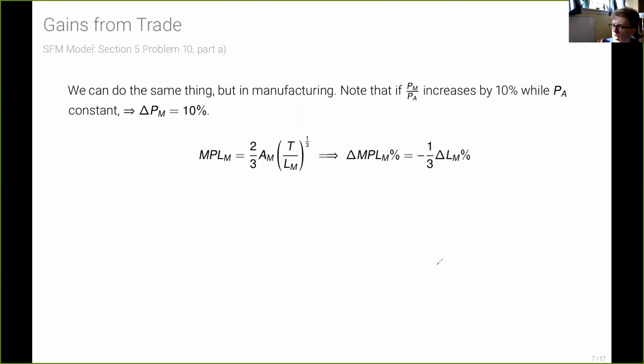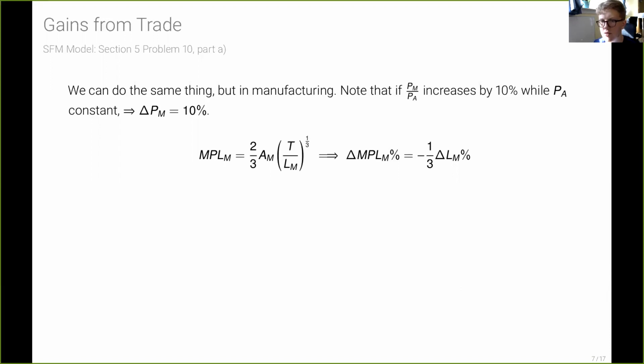Okay, and so recalling what I did in problem 9, you can recall that LM is going to increase by 15%. And so what does that give me? That gives me 10% plus 1/3 times negative 1/3 times 15%, or 10% minus 5%, which ends up giving me 5% overall. So just to confirm, the percentage change of wages in manufacturing is exactly equal to the percentage change of wages in agriculture, which is exactly what we'd expect.